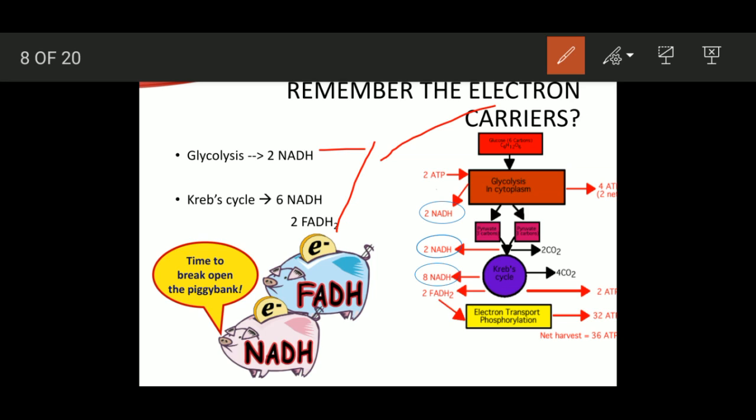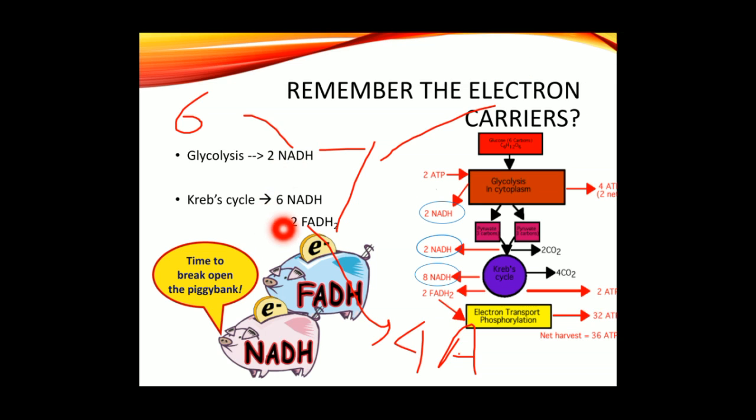After going through the ETC, one NADH produces 3 ATP, so 2 NADH will produce 6 ATP. And 2 FADH2 produce 4 ATP, as 1 FADH2 produces 2 ATP. It's a clear concept, guys: 1 NADH produces 3 ATP and 1 FADH2 produces 2 ATP after the ETC. Basic concept. Now let's move on.